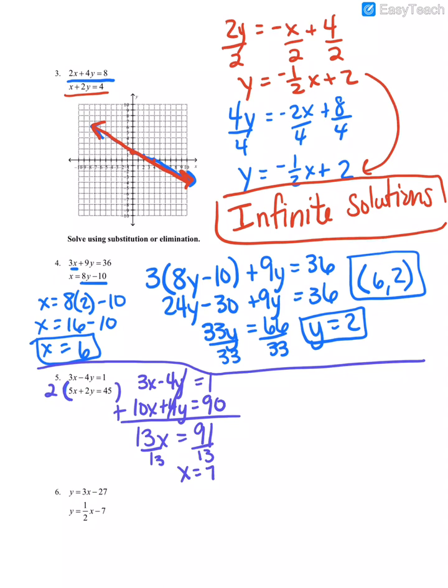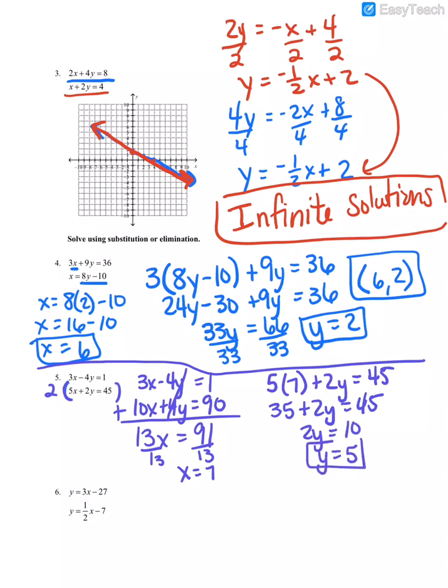Now I can plug that into either one. I like the bottom equation because they're both positive. So 5 times 7 plus 2y is equal to 45. 35 plus 2y is equal to 45. 2y is equal to 10, so y is equal to 5. Again, if you want to write it as an ordered pair, that'd be 7, 5.